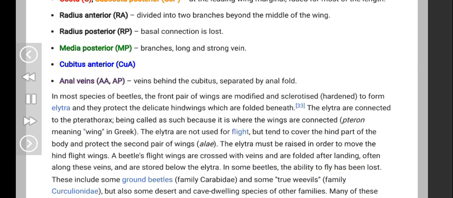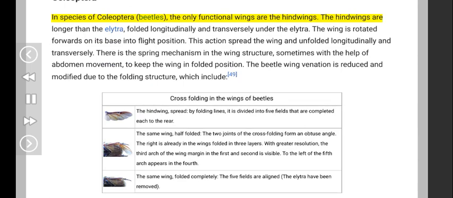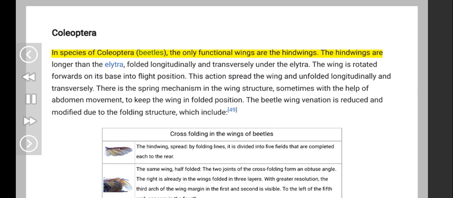Coleoptera. In species of Coleoptera beetles, the only functional wings are the hind wings. The hind wings are longer than the elytra, folded longitudinally and transversely under the elytra. The wing is rotated forwards on its base into flight position. This action spreads the wing and unfolds it longitudinally and transversely. There is a spring mechanism in the wing structure, sometimes with the help of abdomen movement, to keep the wing in folded position. The beetle wing venation is reduced and modified due to the folding structure.